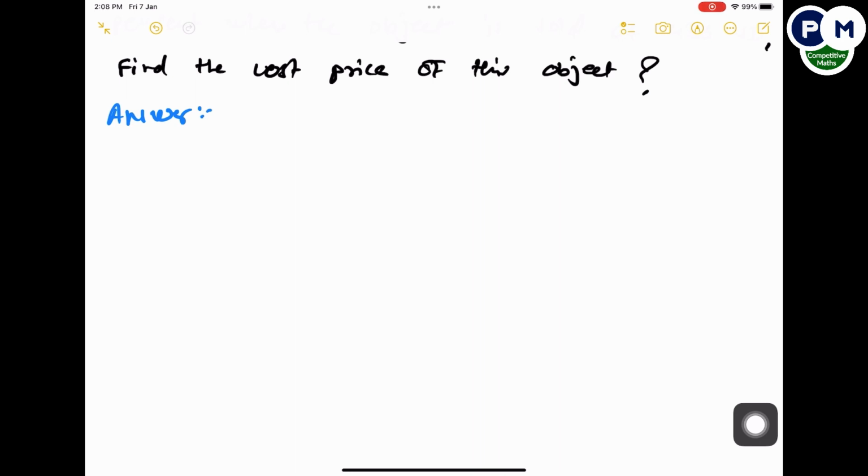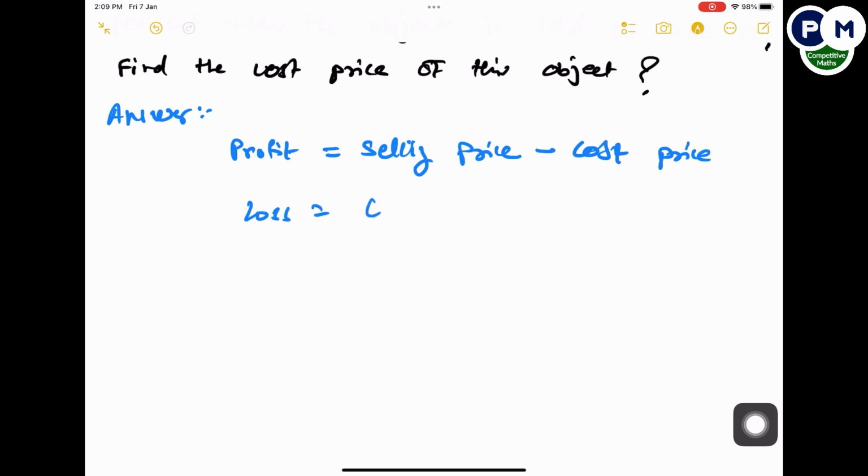Here is the problem statement. The profit percent gained if an object is sold at $464 is equal to the loss percent when the object is sold at $436. Find the cost price of this object. Here is an answer with explanation.